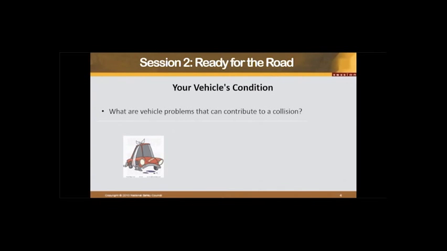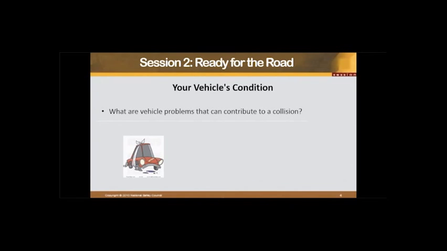What are some vehicle problems that can contribute to a collision? How about worn out tires? How about improper tire inflation? Your signals aren't working, your headlights are out, your taillights are out, your brakes are bad. So describe a time when one of these problems affected your ability to drive safely. Keeping your vehicle in top form will help you maintain control in all types of driving conditions.